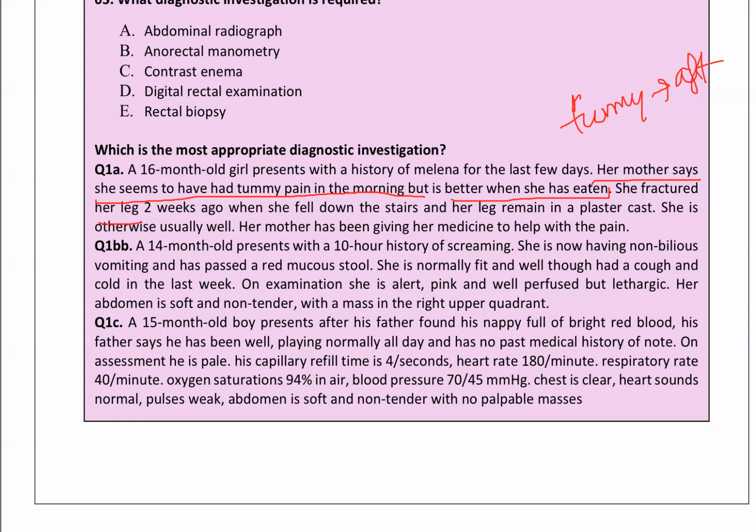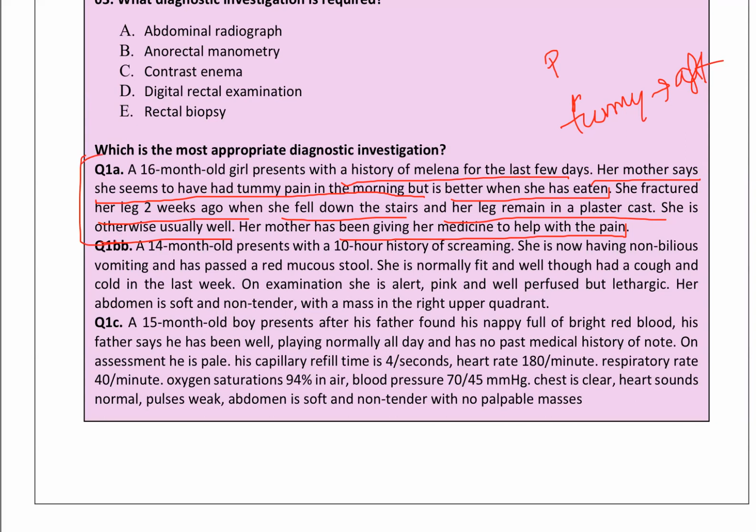She fractured her leg 2 weeks ago when she fell down, and her leg remains in a plaster cast. She is otherwise well. Her mother has given her medicine to help with the pain. But the problem is melena for the last few days. So it is rectal bleeding, one type of it. We know that melena is altered blood passing through the rectum. But the problem here is that the child has tummy pain and a history of a fall, and is taking some medicine to reduce the pain. Plaster cast was given. So this is one scenario.